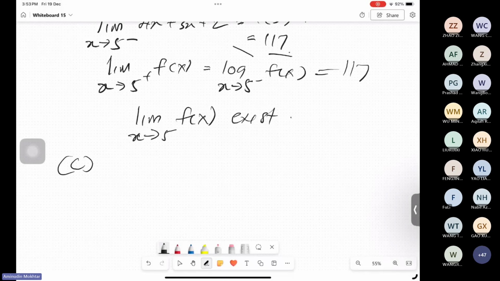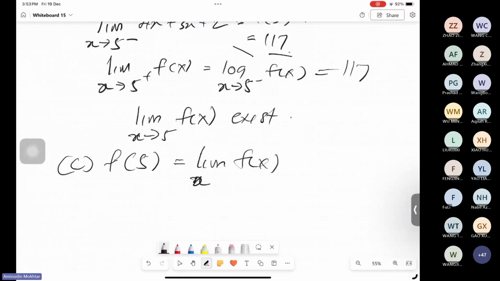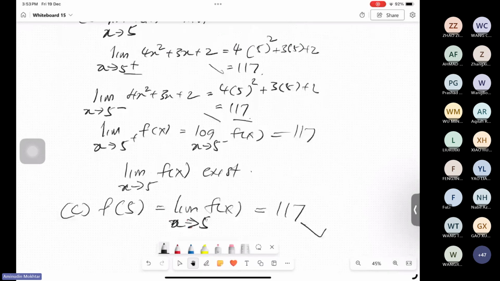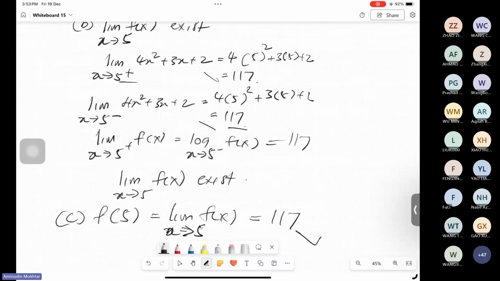Condition number 3 is we need to check whether f(5) equals the limit of f(x) when x approaches 5. In this case, as you can see here, the value of y and the limit are equal. This is equal to 117. So when x equals 5, this function fulfills all the 3 conditions. In other words, the function passes all the requirements.